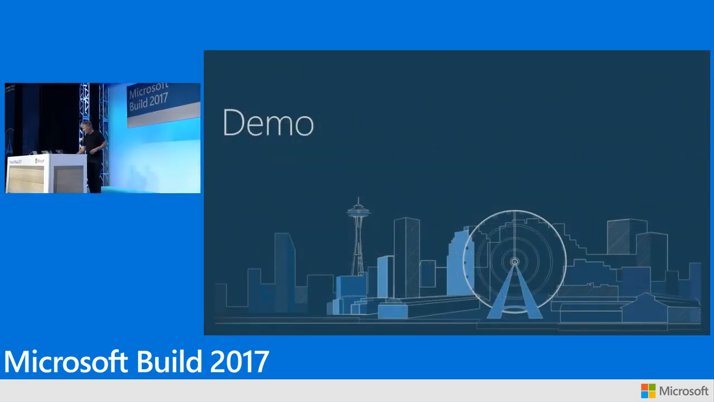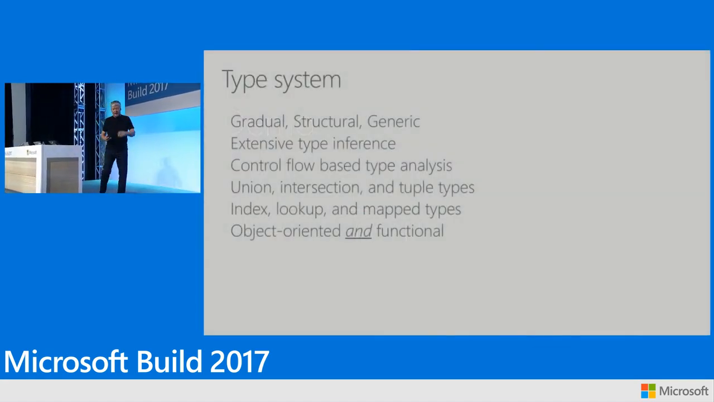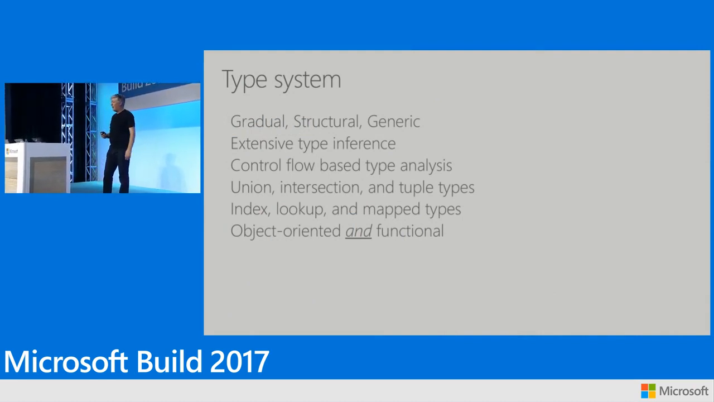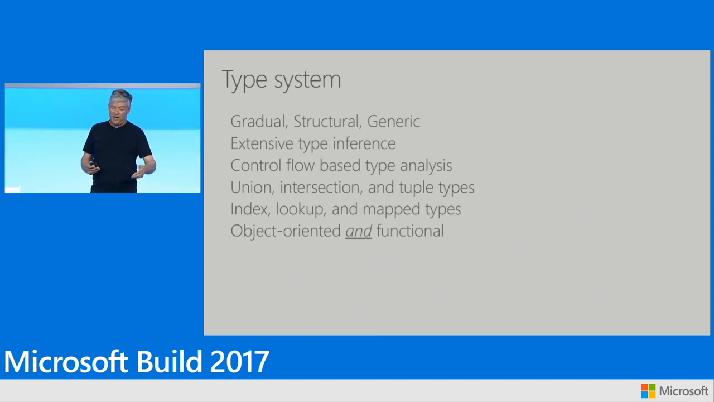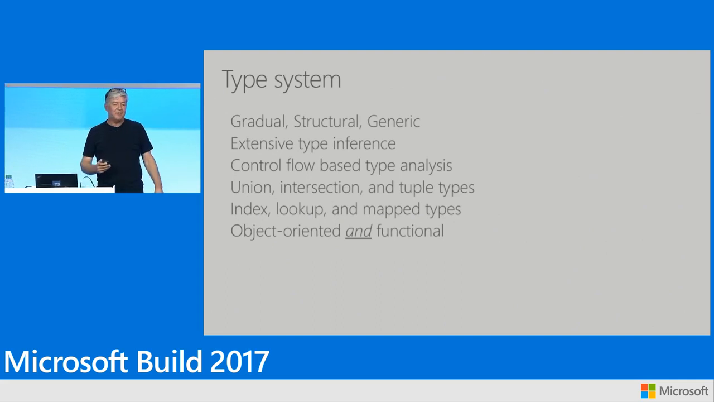hop through the last few slides. Type system, my point really is at the bottom. You can look at the slides afterwards, but this type system is object-oriented and functional, and generic, and gradual, and structural, and it's a very interesting type system. It does a lot of stuff that I haven't seen any type systems do before. It's a lot of fun to work on.